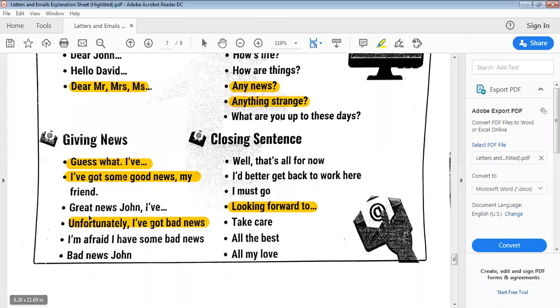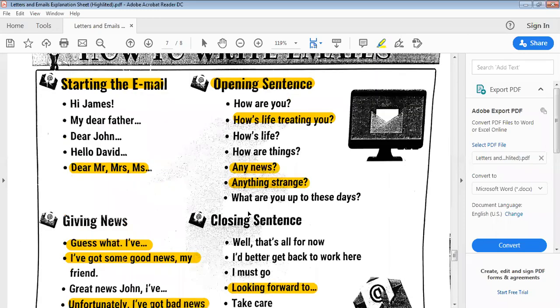Okay, so as we said, they are the same. There practically is no difference. Okay, then you close. How can I close my email? Well, that's all for now. I'd better get back to work. I better get back to studying. I must go now. My mom wants me to clean my room, for example. Looking forward to hearing from you or getting a response from you, for example. Take care, best of all the best, all my love, and the signature or the name, because you're not going to sign.